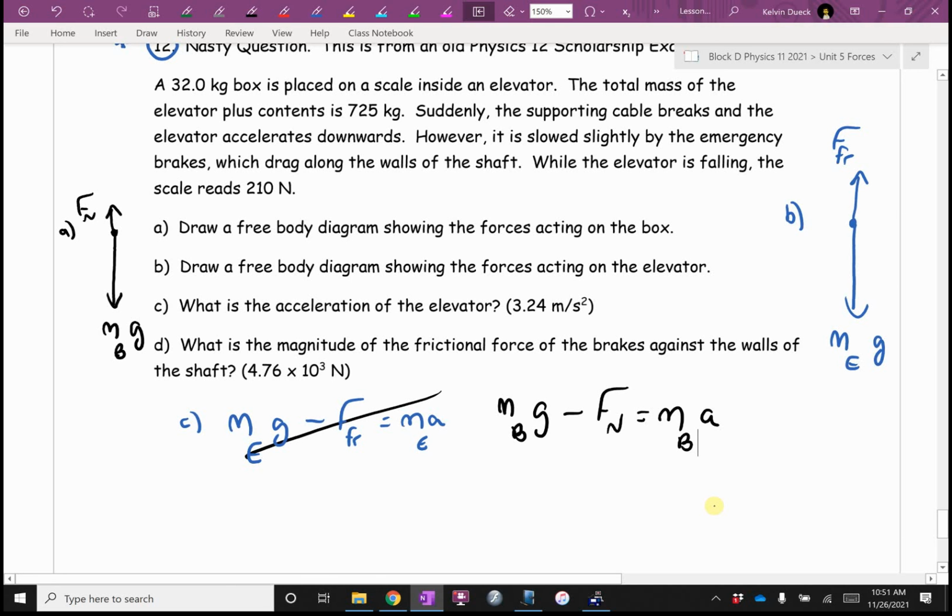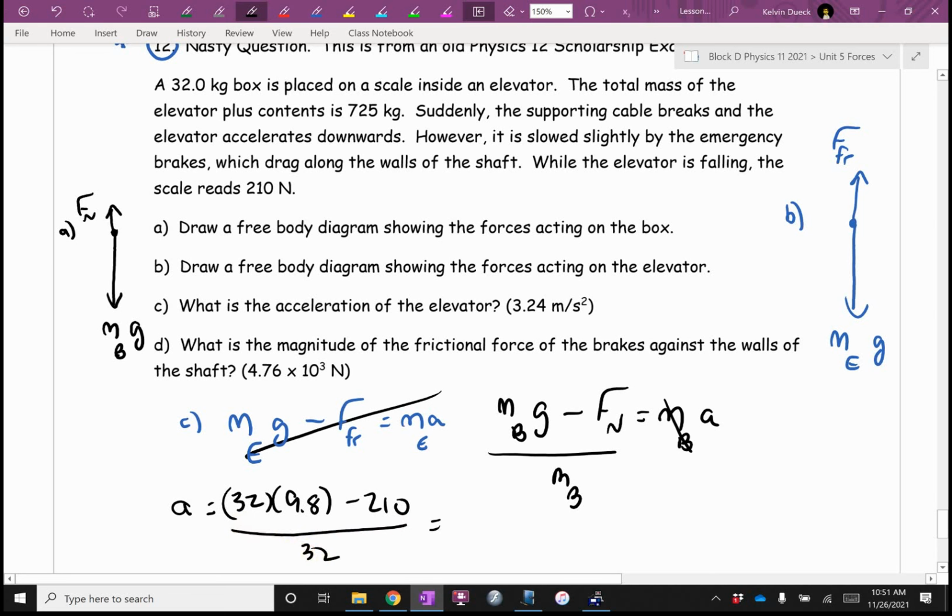I don't know. Wait a minute. What does a scale measure? That's why they told me the scale reading. I see where we're going. So now I said, okay, I can definitely find the acceleration. It's going to be the mass of the box, 32, G, 9.8, minus 210. They gave it to me. That was quite nice of them. Divided by 32. If you try that on your calculator, do you get 3.24? I hope.